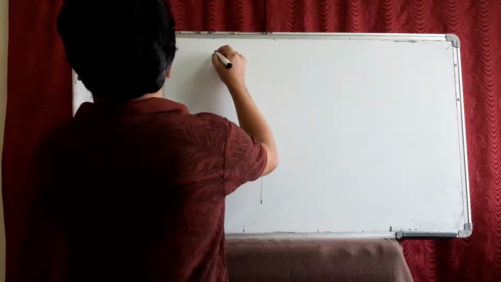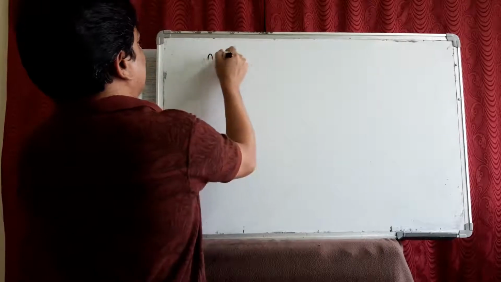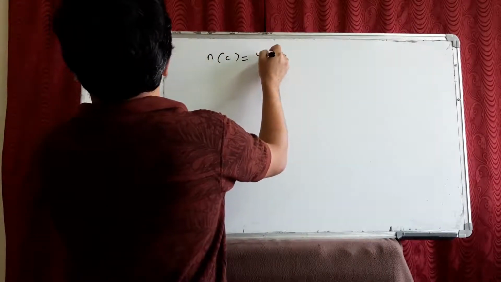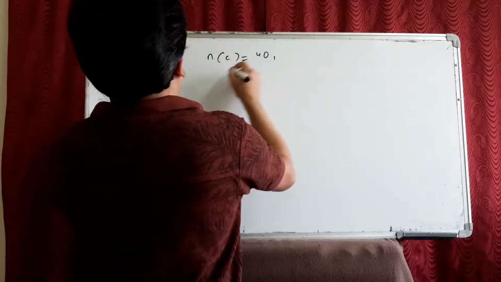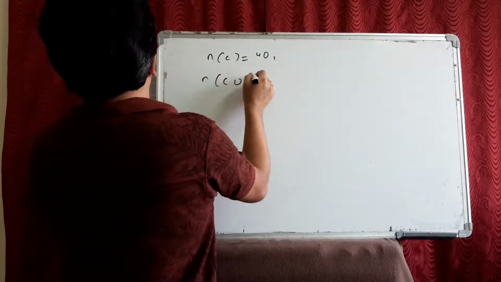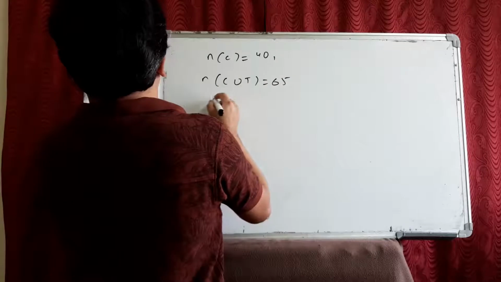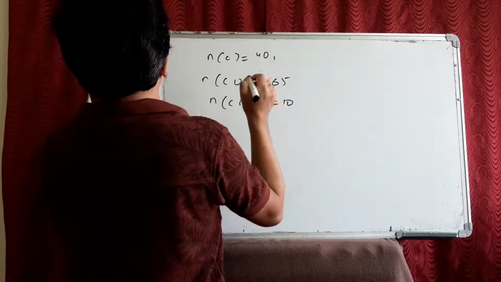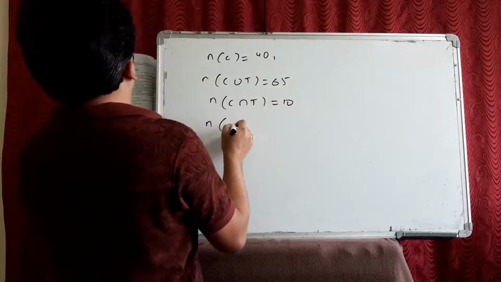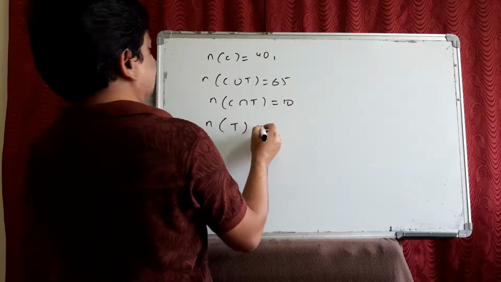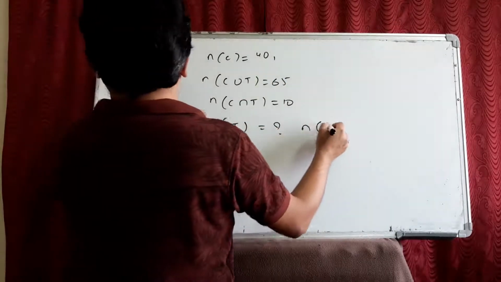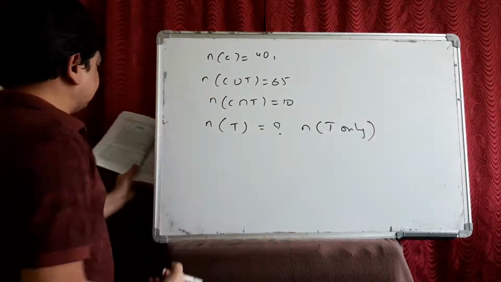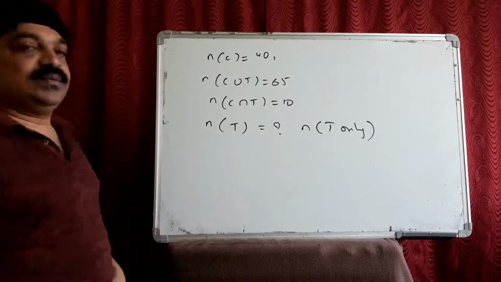A group of 65 people. It is about cricket and tennis. So n of cricket is 40, and n of cricket union tennis is 65, and n of cricket intersection T is 10. How many like tennis and how many like tennis only? This is the question. There is a difference between these two.